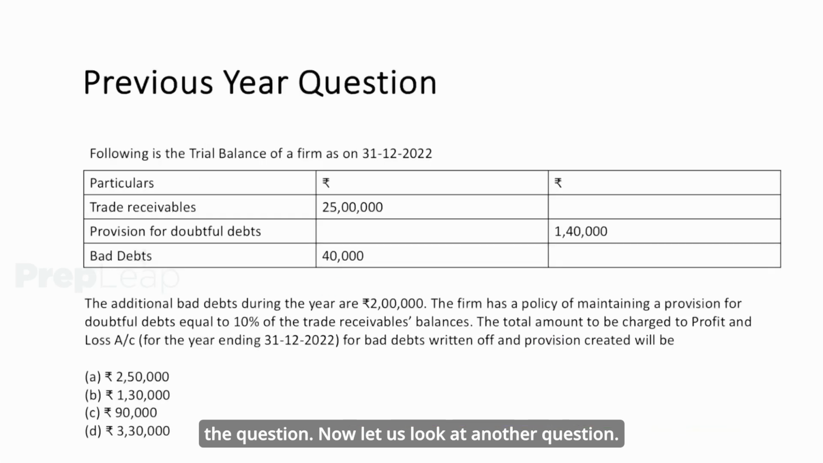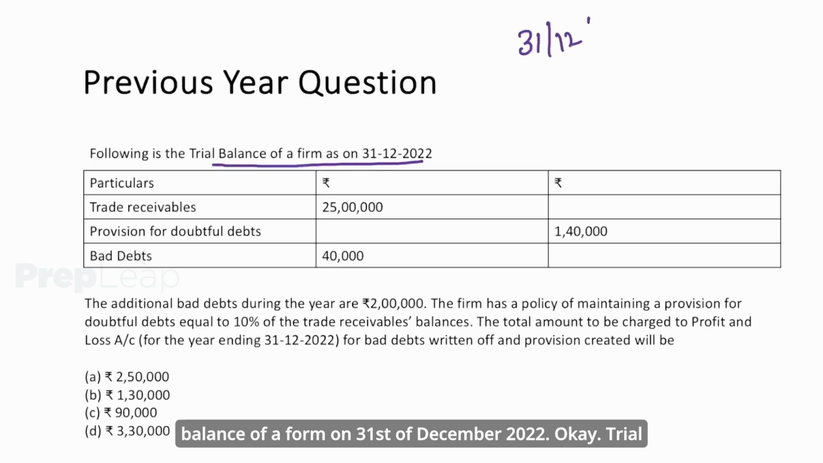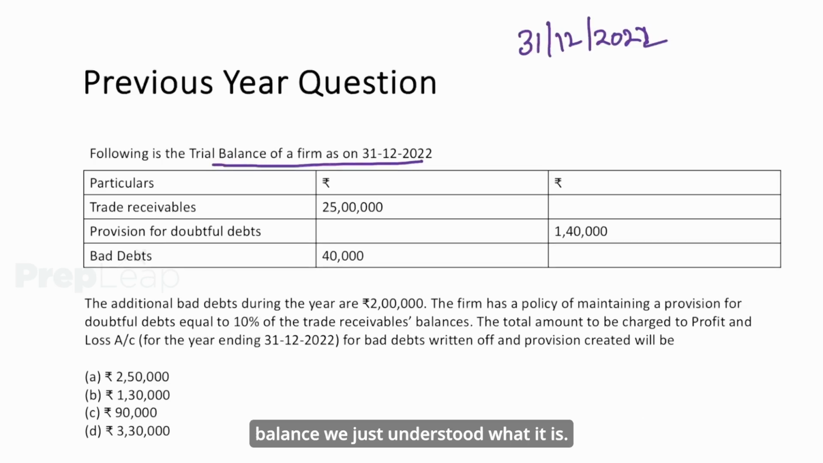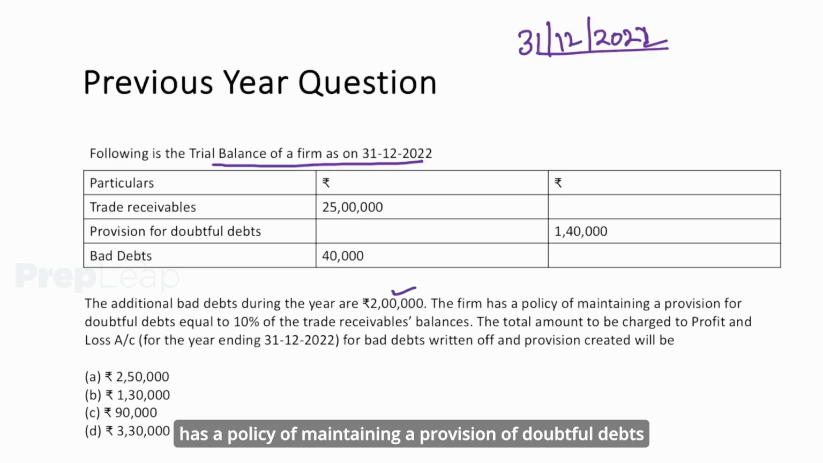Now let us look at another question. It says that the additional bad debts during the year are 2 lakh rupees. Following is the trial balance of a firm on 31st of December 2022. We just understood what a trial balance is, so it can be taken at any stage. The additional bad debts during the year are 2 lakhs. The firm has a policy of maintaining a provision for doubtful debts equal to 10% of the trade receivable balance. The total amount has to be charged to the profit and loss account for bad debts written off and provisions claimed.